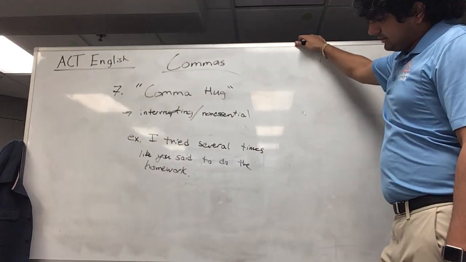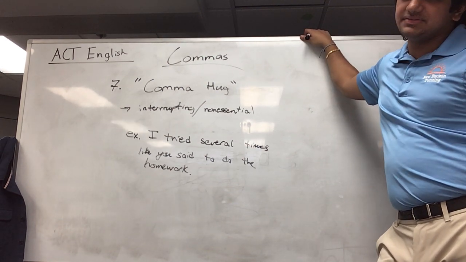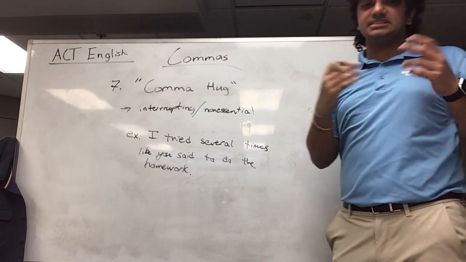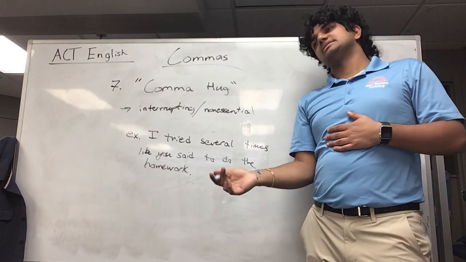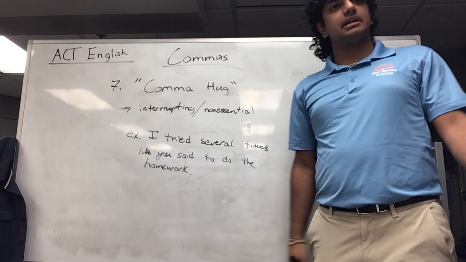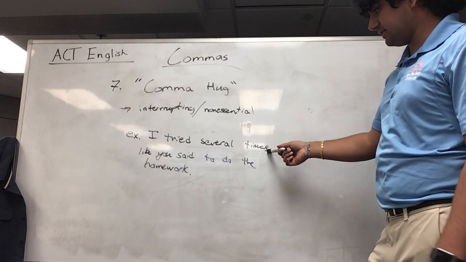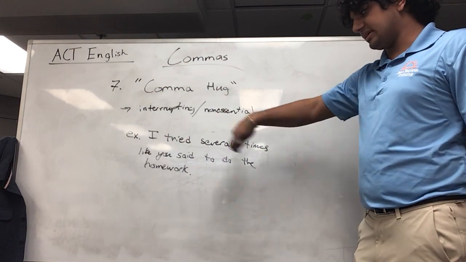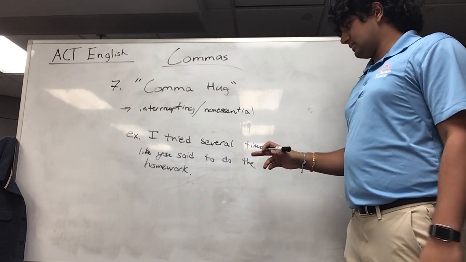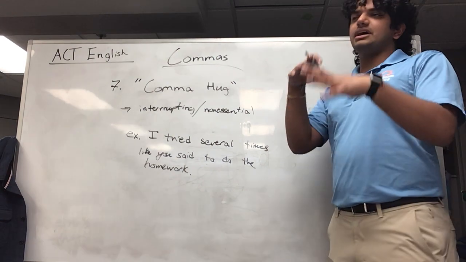Now, there's a part of this sentence that's completely non-essential to the rest of it. And what non-essential means is that if you were to remove that part from the sentence, it would still make sense. So, I'm not gonna. Yeah, you got it? Go ahead. After times. I tried several times. Right there? And you're just gonna leave the rest of it, or where do you want to close it? I think I tried several times is the independent clause, and like you said, to do the homework is the dependent. That's not exactly what we're looking for here.